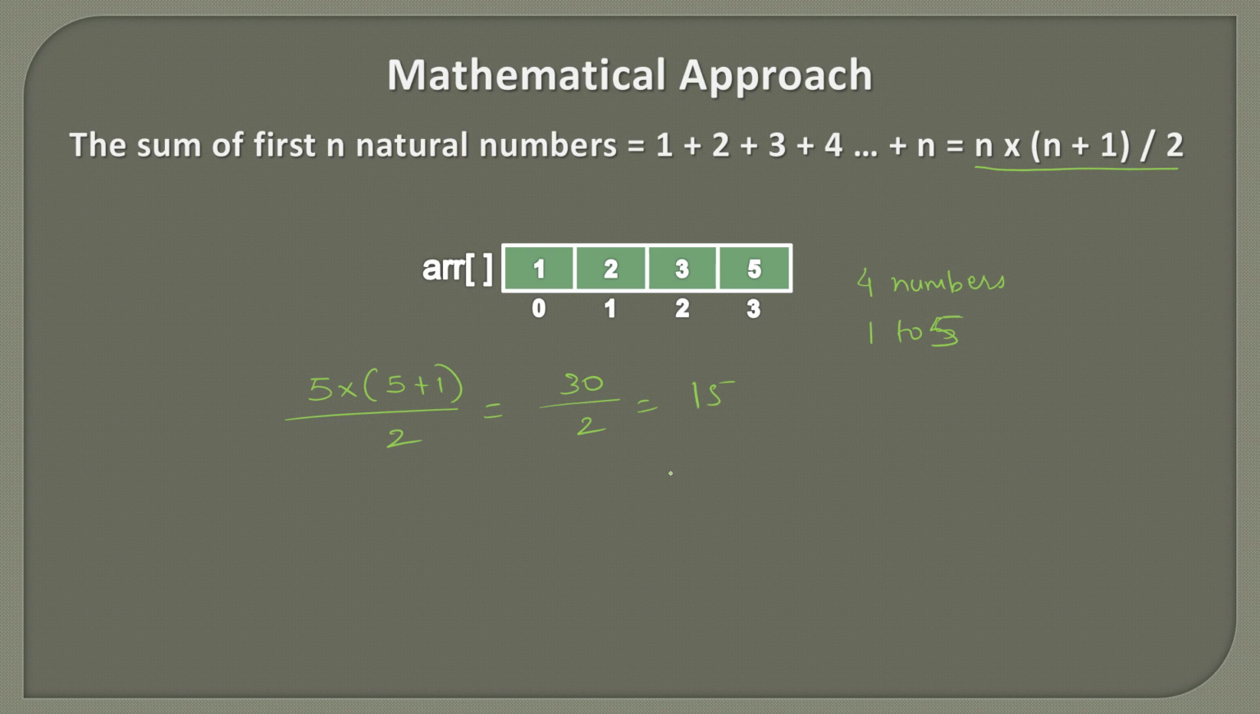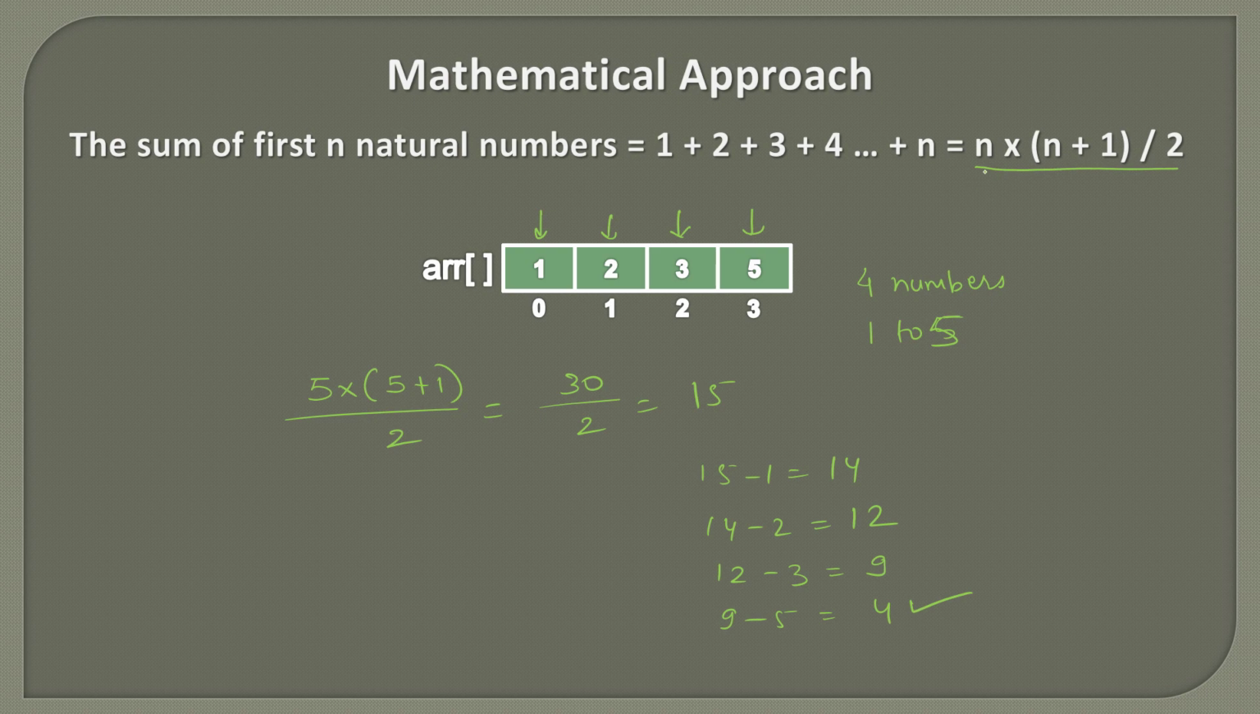So for example, first we encounter 1, so we do 15 minus 1, we get 14. Then we encounter 2, so we do 14 minus 2, we get 12. Then we encounter 3, so we get 12 minus 3, 9, and then we encounter 5. So we do 9 minus 5, which will give us 4. So this 4 will be our answer.